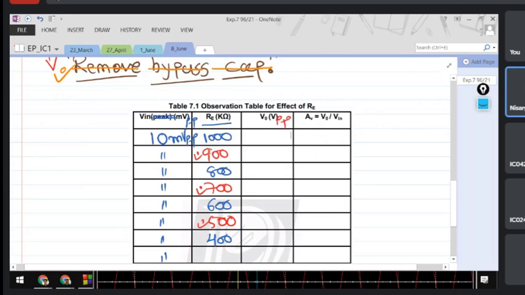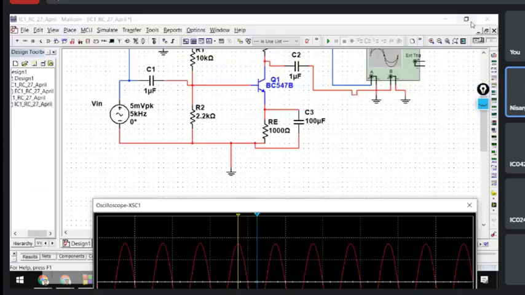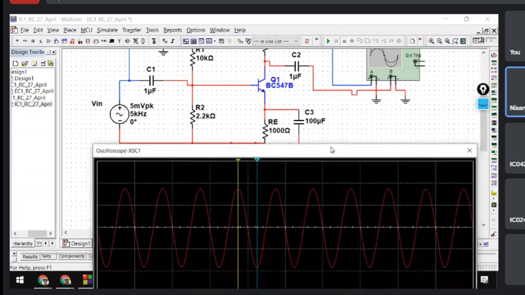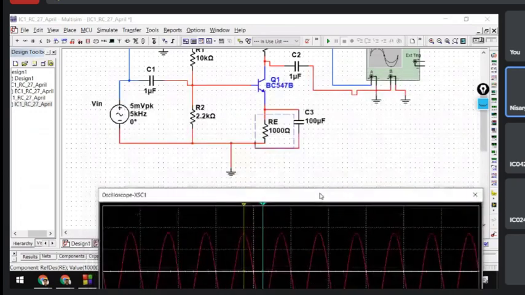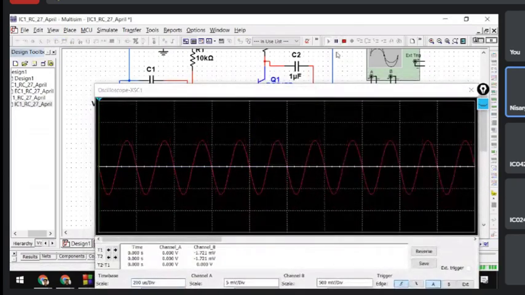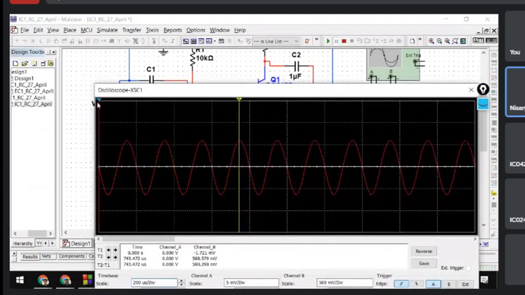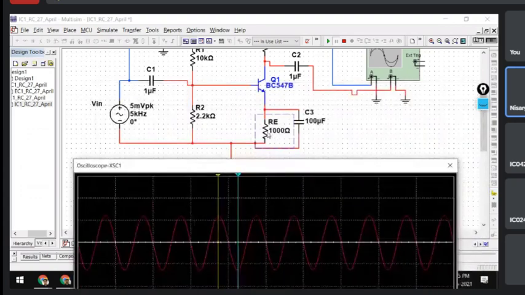Output volt peak to peak. So let us note it down. Here, let us vary RE. RE is 1000 ohm, and let us find the peak to peak. Let me run it, and pause it. Set cursor 1 on the positive peak, set the cursor on the negative peak, and read the peak to peak. So 1.225, student. 1.225 is your peak to peak for this particular case, where RE is 1000 ohm.